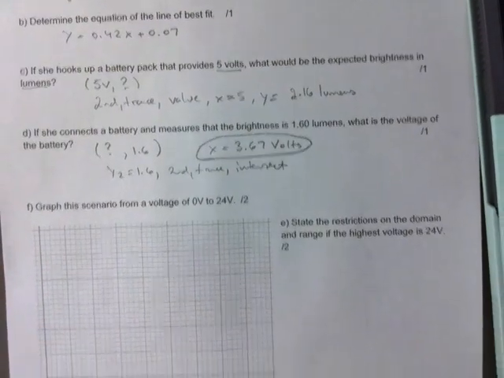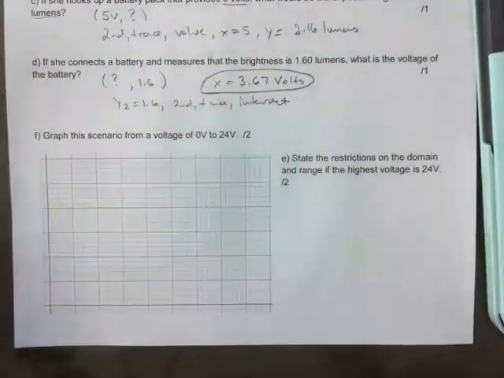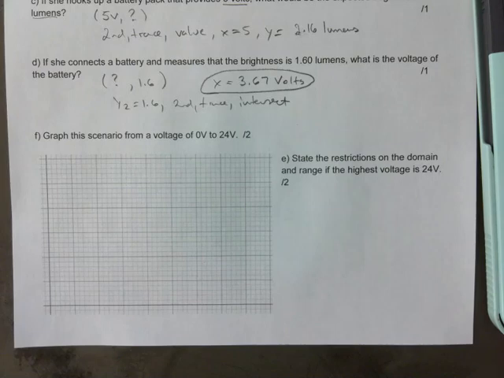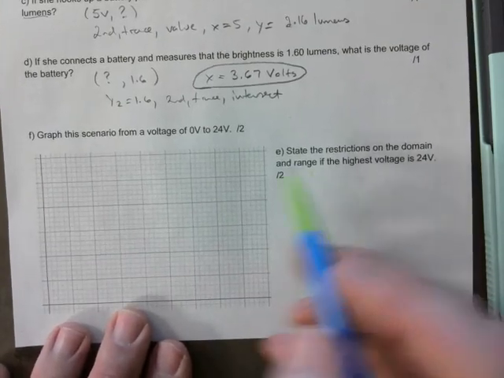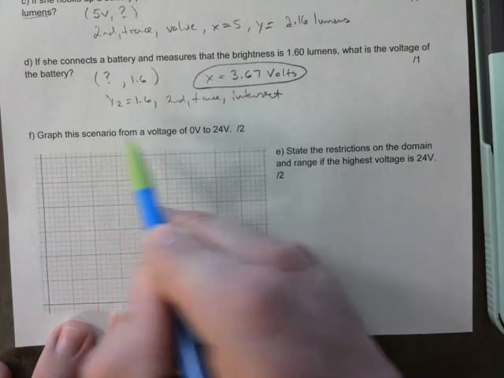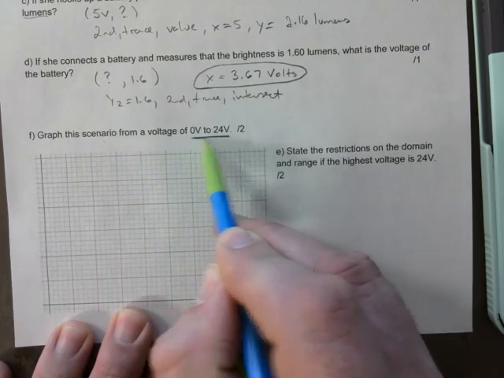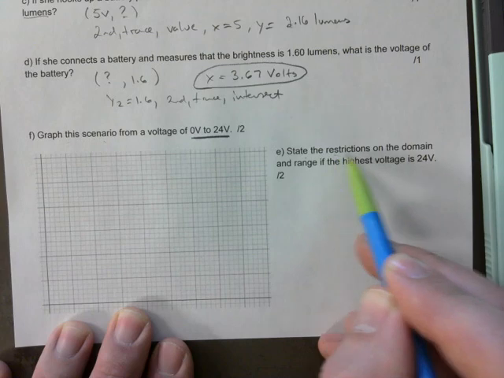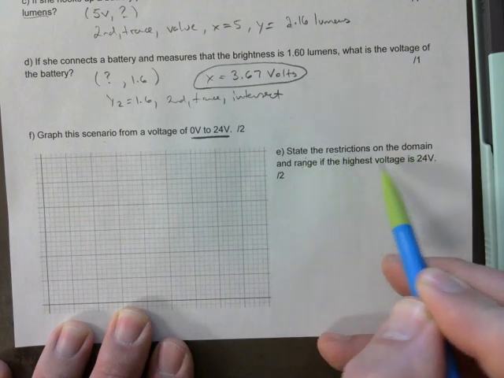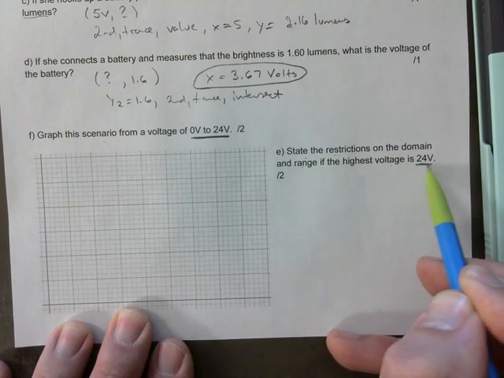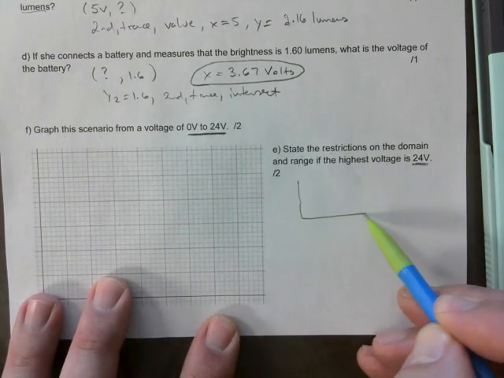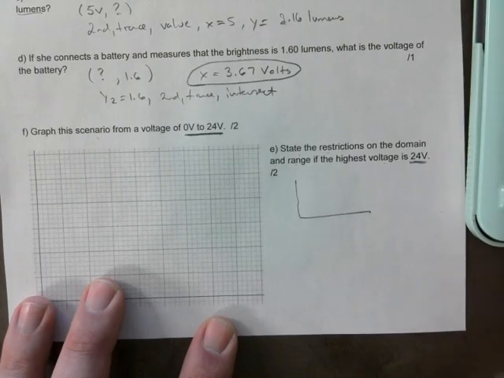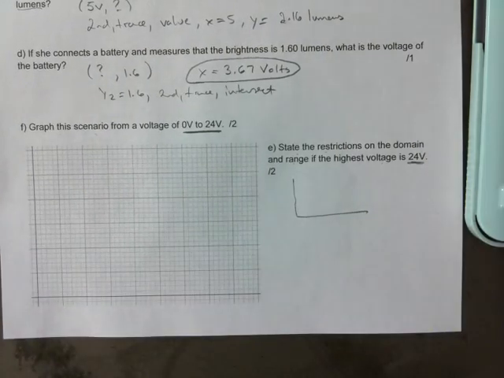Graphing the scenario, I asked you to not do it because I want to focus right now a little bit more on how to work the calculator, and then we'll come back to this later. But it says graph the scenario from 0 to 24 volts. State the restrictions on the domain and range if the highest voltage is 24. I honestly think that if you're not asked to graph, you should at least have a sketch where you kind of envision what's happening here.